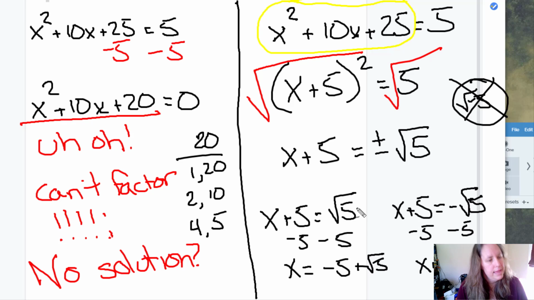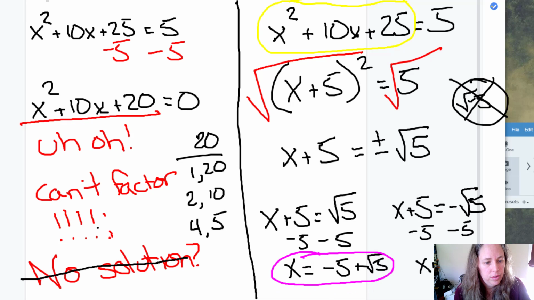So it's not that when over on the left, when we tried to factor, we couldn't factor it because there's no solution. There is a solution. It just happens to be an irrational solution. When we have an irrational solution, we can't factor it because you can't find irrational factors.